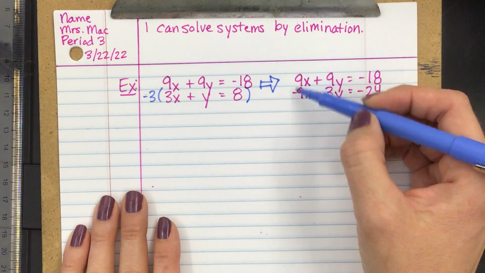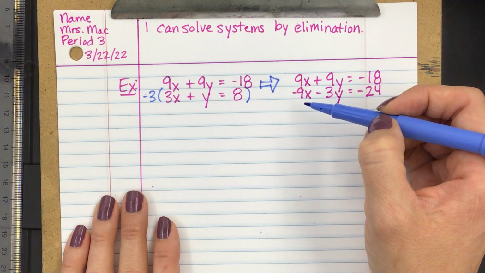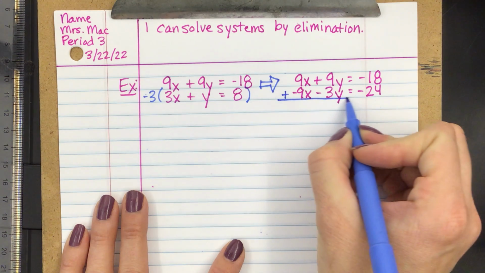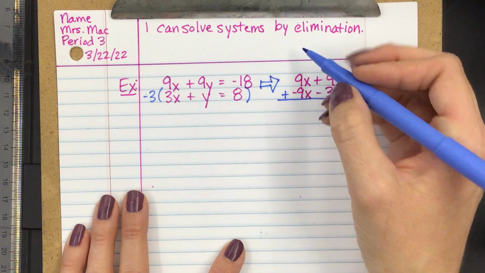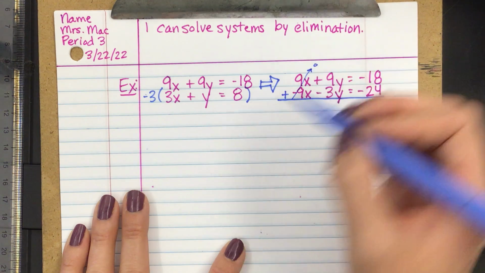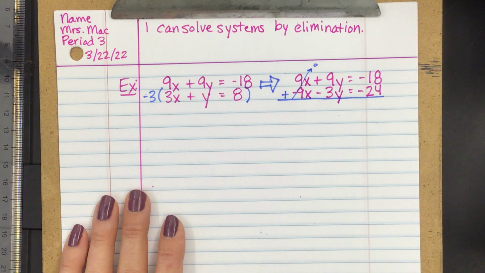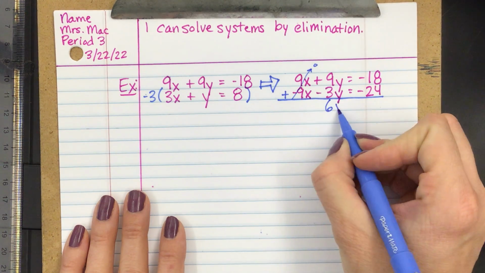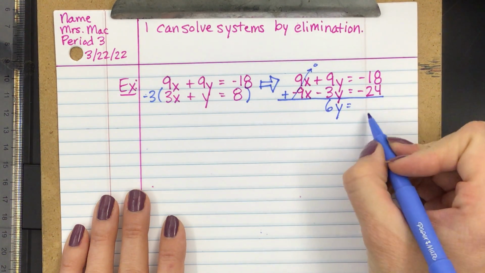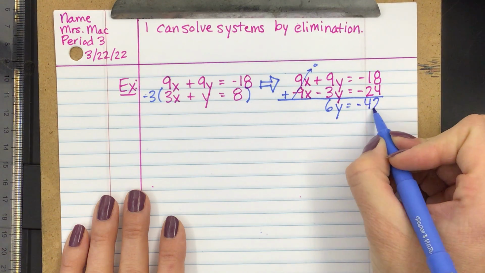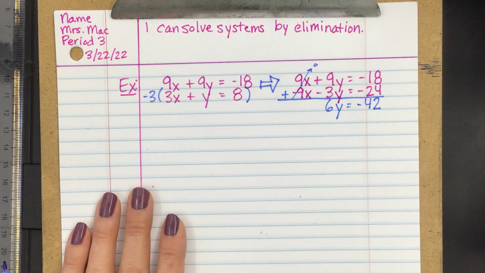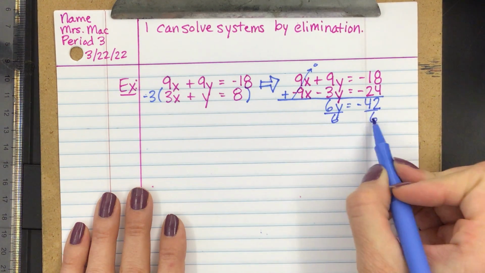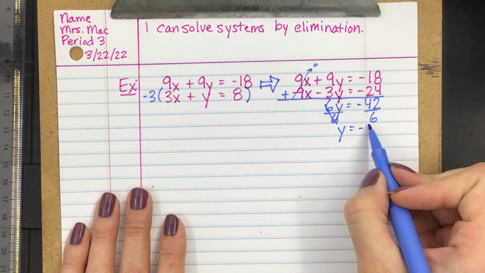Now I'm in a position where this will be eliminated right here. So when I add these two equations together, 9x minus 9x has a value of 0. So we've eliminated our x's. And then we have 9y and negative 3y, so this will be positive 6y, and this will be negative 42. Then I can divide both sides by 6, and I get that y is equal to negative 7.